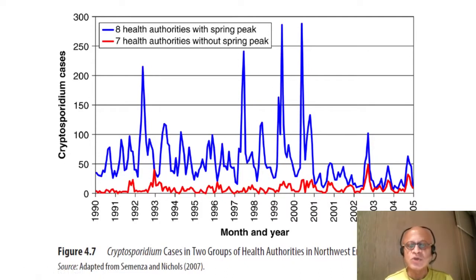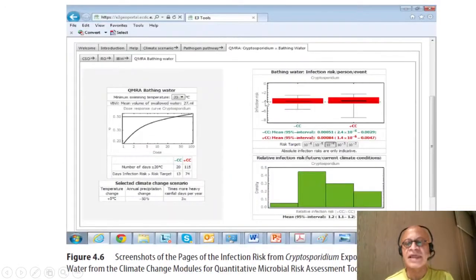So two groups of health authorities exposed to cryptosporidium, and you can see that the cases are actually quite different. There is hardly any big peak where health authorities are not subject to a spring peak, whereas when they are, the cryptosporidium cases jump quite substantially. So obviously it's very easy to mitigate this kind of microbial risk with tools like this.